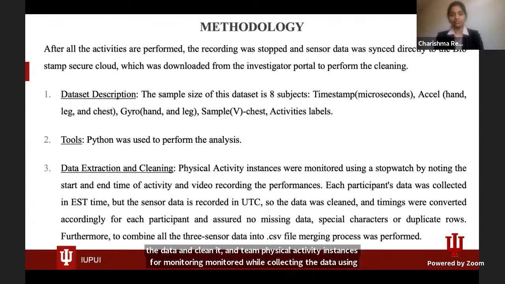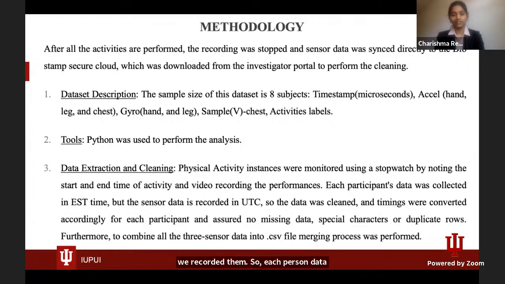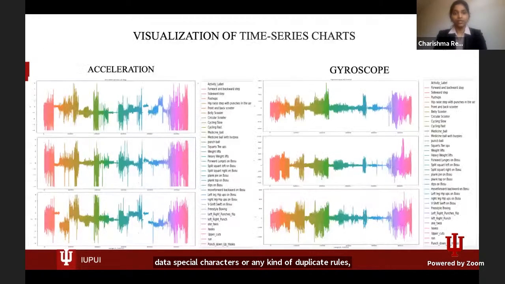Each person's data was collected in EST time by us, but the sensor data is recorded in UTC time. So the data was cleaned and the timings were converted accordingly for each participant, and we assured that it has no missing data, special characters, or any kind of duplicate rows, and merged all the chest, leg, and hand data sets into one CSV file. We plotted time series charts of both the acceleration and gyroscope values to visualize all 33 activities performed by the participants.